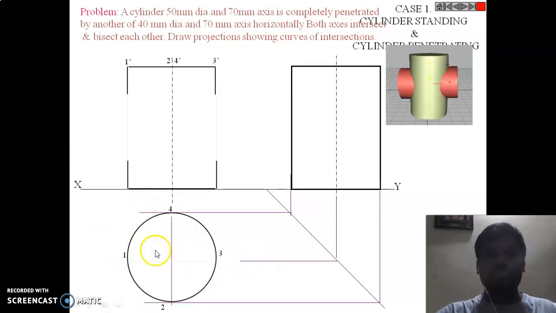The number of divisions you make in the circle, that many lines you will get here. Here we made 4 divisions, like 1, 2, 3, 4, and project them onto the 45-degree line and erect them. From the front view, you will get one more line here. So join all those lines, and you will get one more rectangle in the side view.